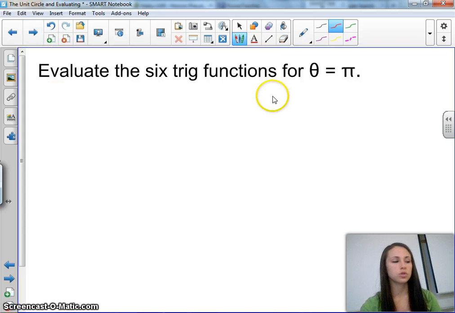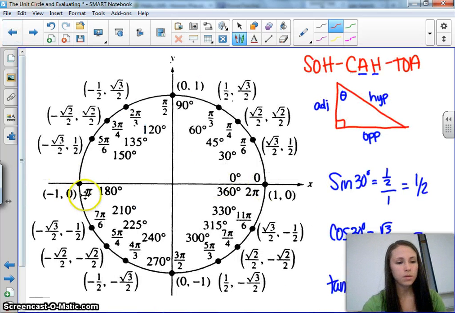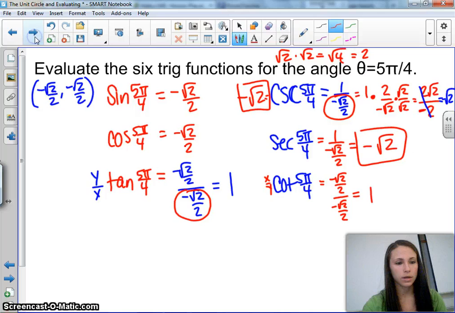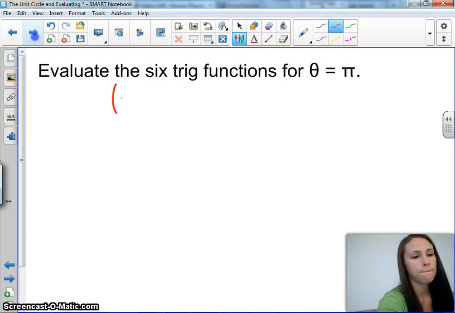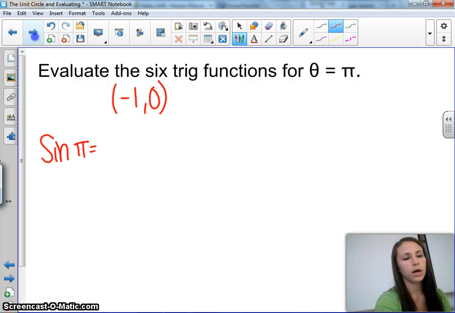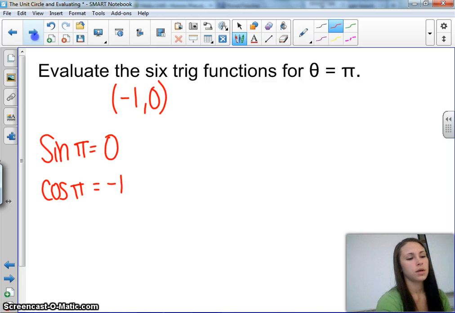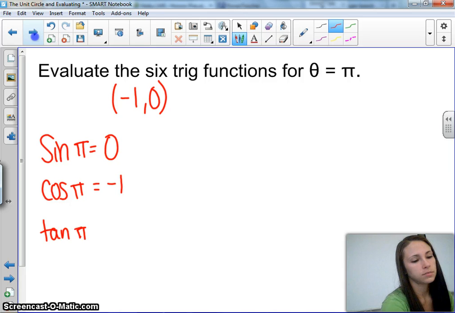Alright, we're going to do one more, and this one's a little bit easier, and then I'll let you try some. So, at pi, the coordinate that I'm going to be using is negative 1, 0, so I'm just going to write that down. And so when I'm looking for the sine at pi, that's just going to be the y coordinate, so that's just 0. When I'm finding the cosine of pi, that's just going to be the x coordinate, so that's just negative 1. And then the tangent at pi is just going to be y over x, which is just 0 over negative 1, so 0.